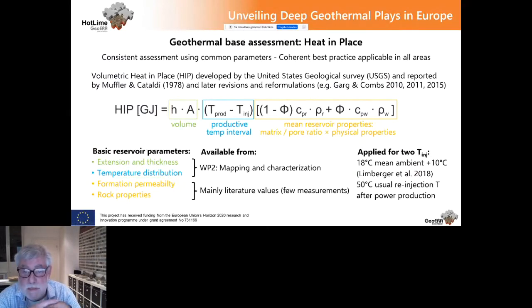We used the heat in place method, which was developed by the United States Geological Survey and reported by Muffler and Cataldi, but with later revisions.